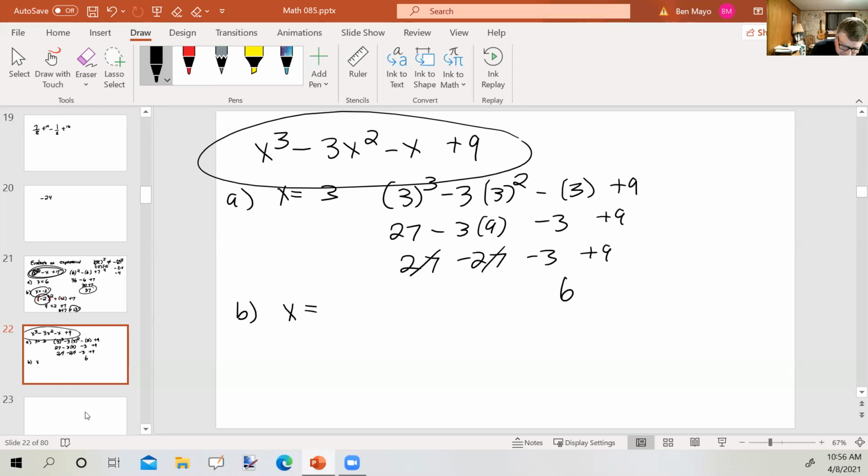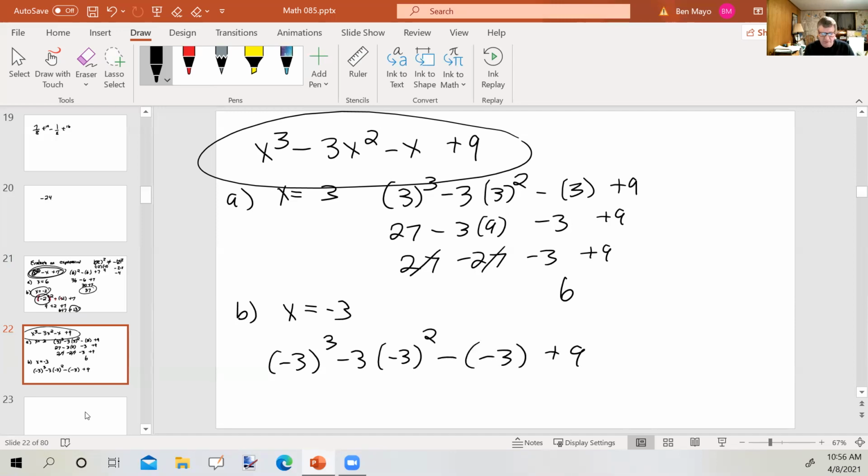Part B, we're going to let x equal -3. So now we've got (-3) cubed, minus 3 times (-3) squared, minus -3 plus 9. (-3) cubed, so that's -3 times -3 times -3, which would be -27. Okay. 3 times (-3) squared: -3 times -3 is +9. Subtracting a negative is like adding a positive.